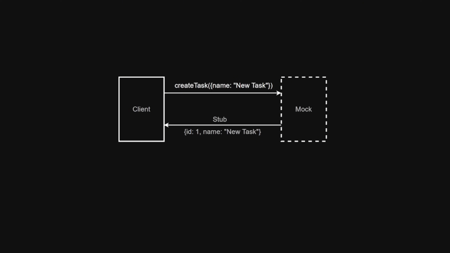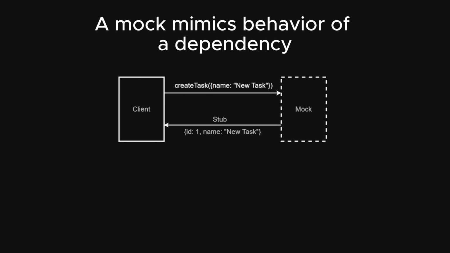To answer the first question, we can create a mock. A mock is essentially a server's test double that mimics the behavior or methods of the server. For example, we can create a server's mock that will have create task method. Now we can test if the client calls that method with correct arguments.